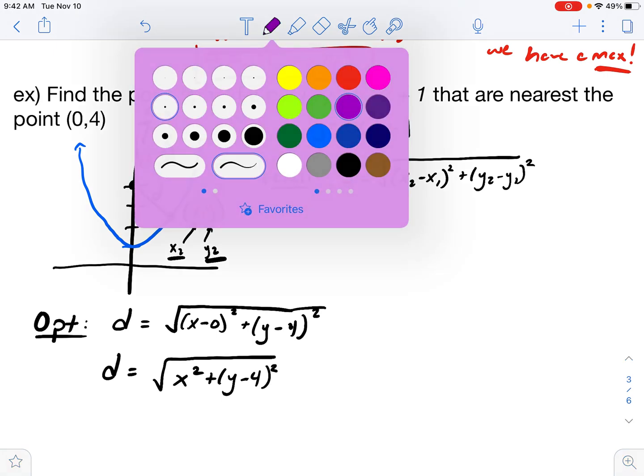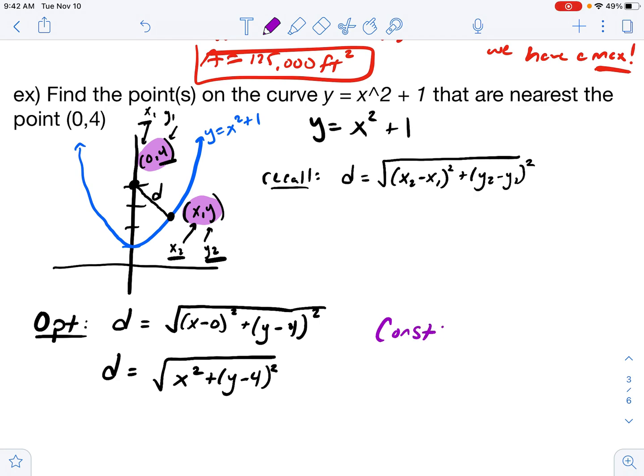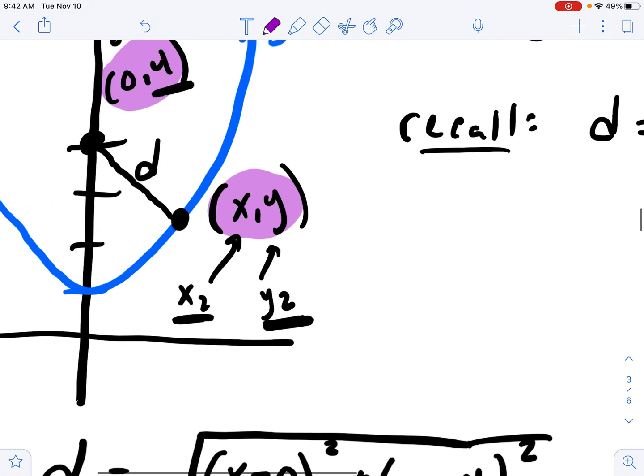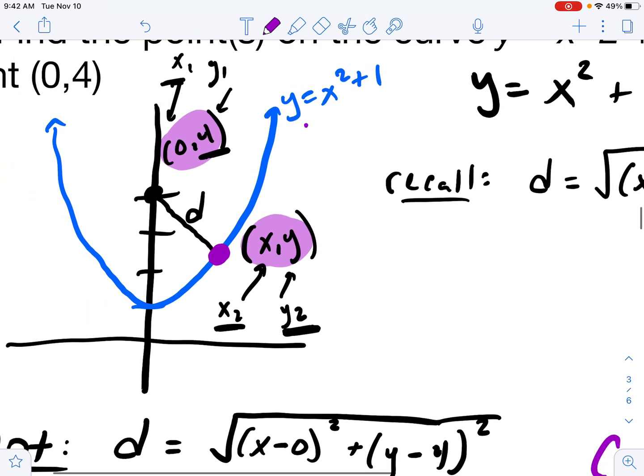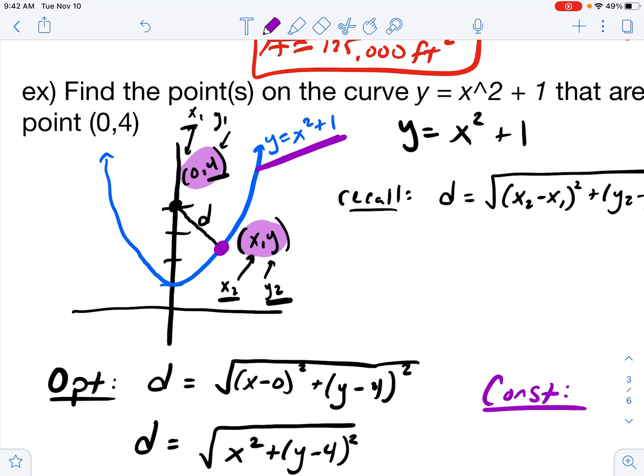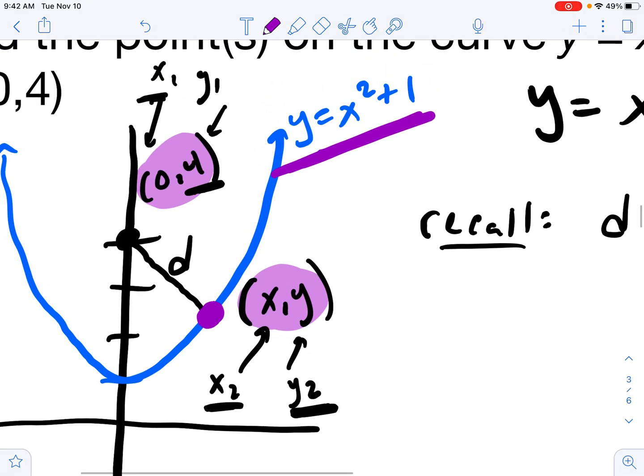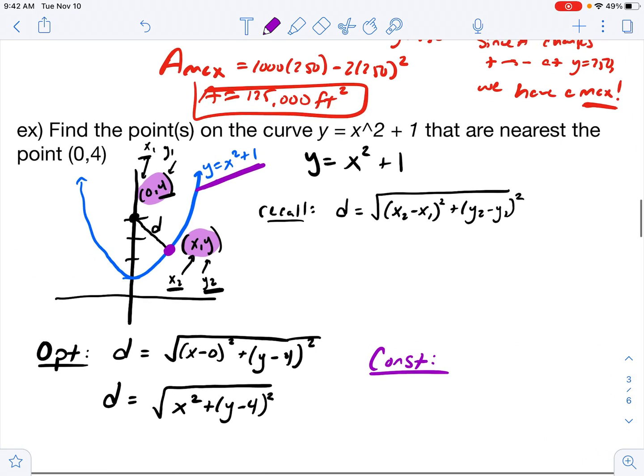In terms of the constraint equation, okay, look, we're actually given the constraint equation. We are looking for this point, x comma y, and what do we know about that point? It has to lie on this parabola. So the equation of the parabola itself is our constraint, y equals x squared plus 1. We're not going to get back the point 1, 1 because that doesn't lie on the parabola. Okay, we got to get back points that lie on the parabola.